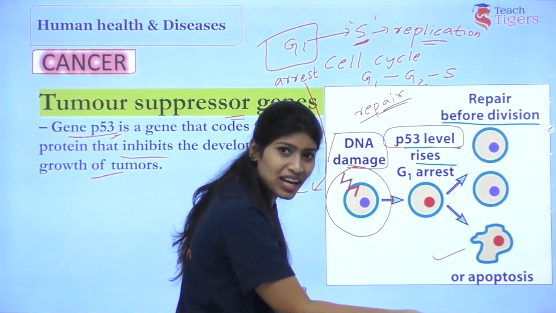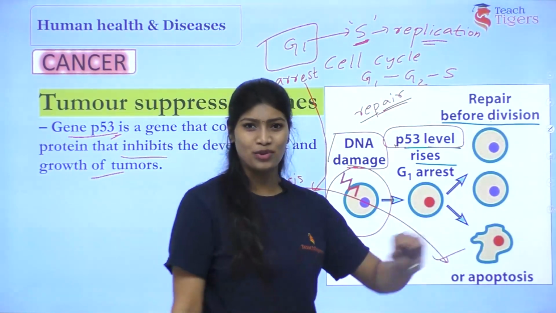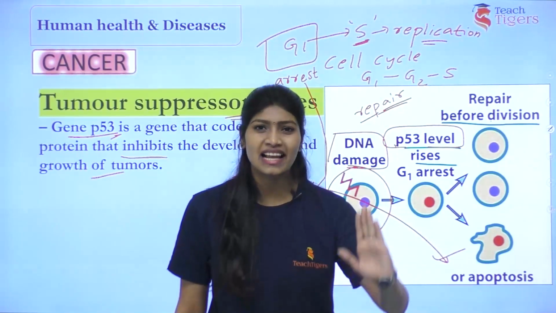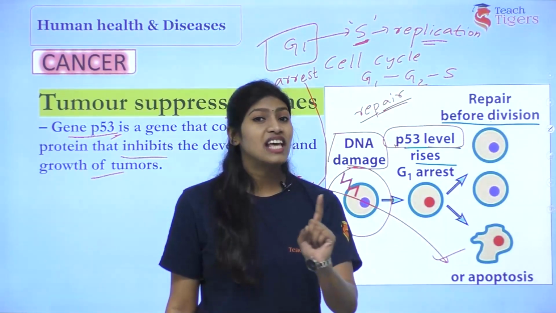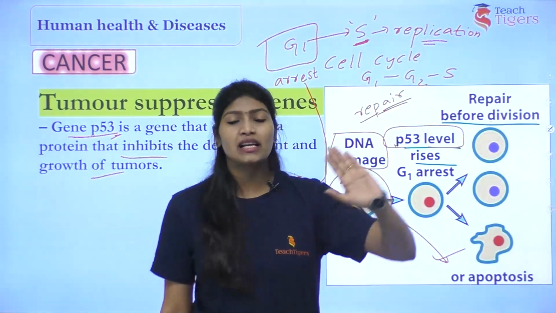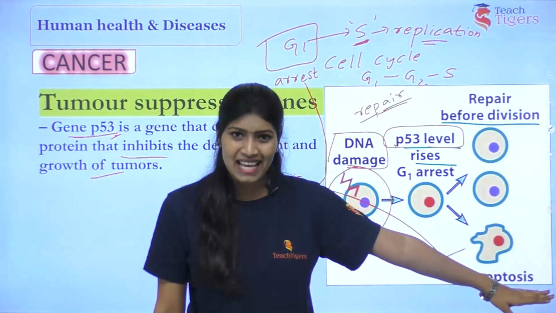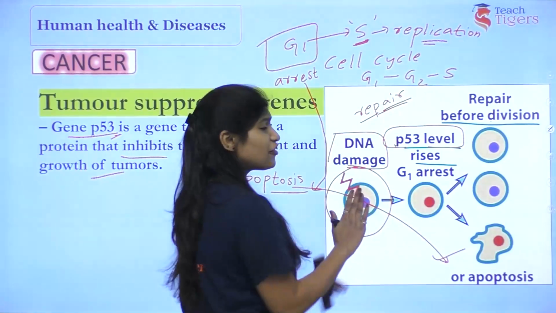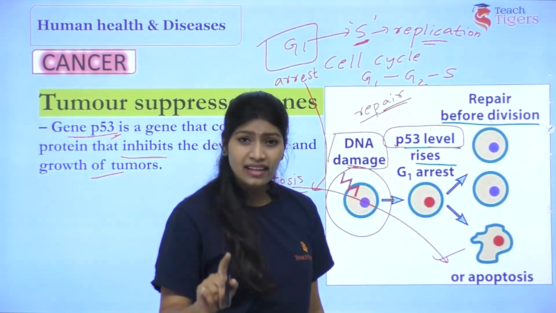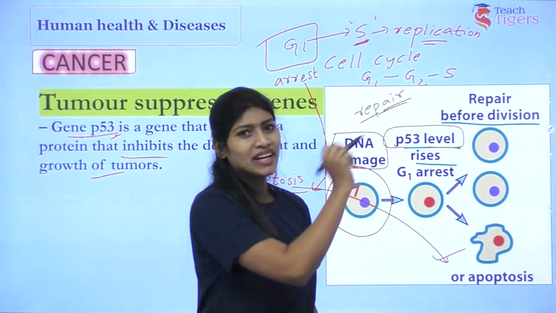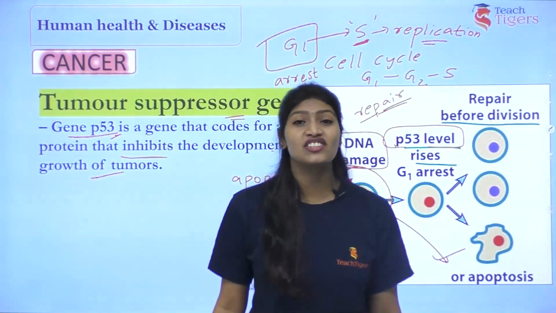And if it is not repaired, then the cell will be forced to undergo programmed cell death, which is called apoptosis. Again, I'm using the word programmed because it's all programmed. If the cell is unable to divide properly, then it will undergo apoptosis. That means it has to die on its own. So if the DNA is fine, then the cell will be allowed to enter into S phase where replication takes place. This is about the tumor suppressor genes.